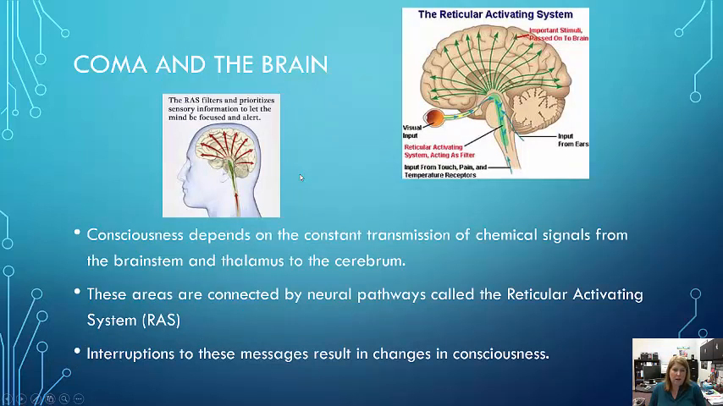All right, so coma in the brain. I just want to go through this a little bit. When we are conscious, we have chemical signals that are going all the time from the brainstem and the thalamus up to the cerebrum. So if you look at this picture here, you've got your brainstem down here, and I think we have a picture of the thalamus in a slide or so. But essentially, at this mid part of the brain, there's a system called the reticular activating system that is a filter for all of the sensory stimulation that's coming into our body. And the reticular activating system is important in sensory processing disorders too.